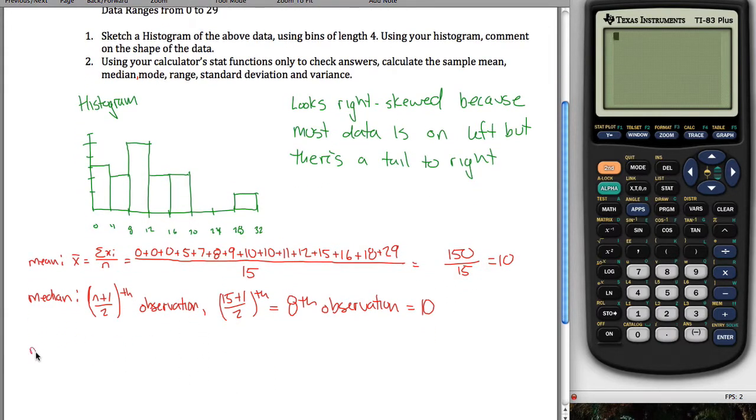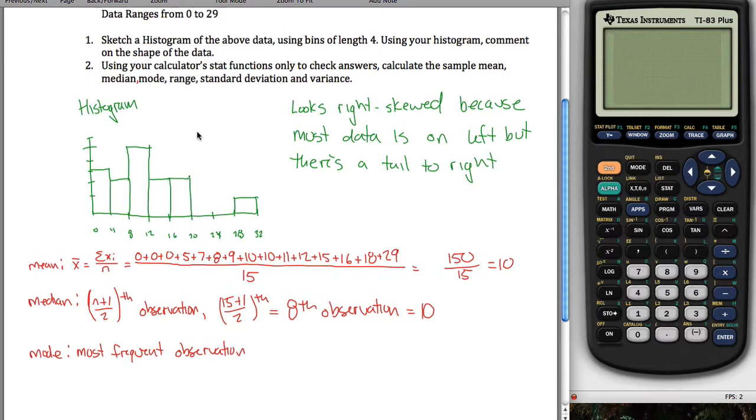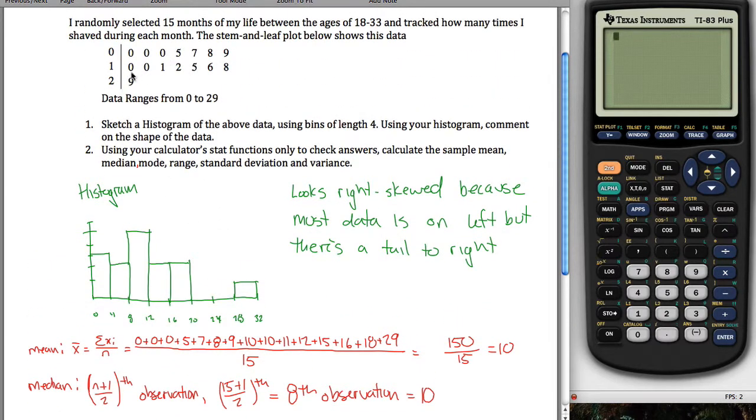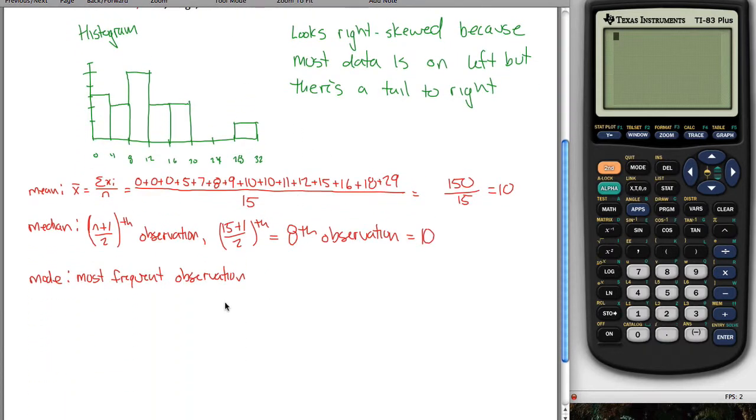Mean, median, mode. Mode is the most frequent observation. And our most frequent observation, I think it was 0. 0 showed up 3 times. We got 2 10s. Nothing else repeated, it doesn't look like. So the mode is 0.